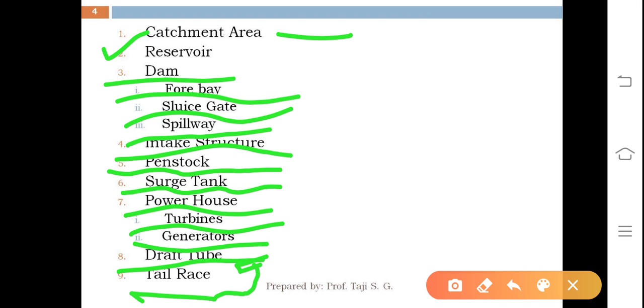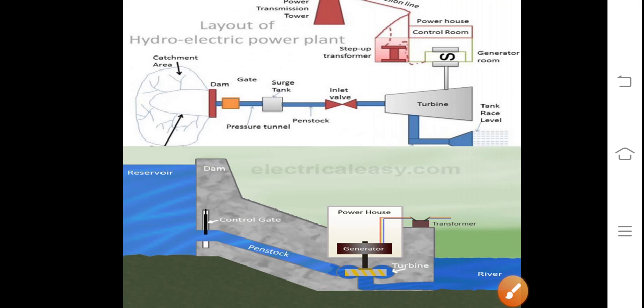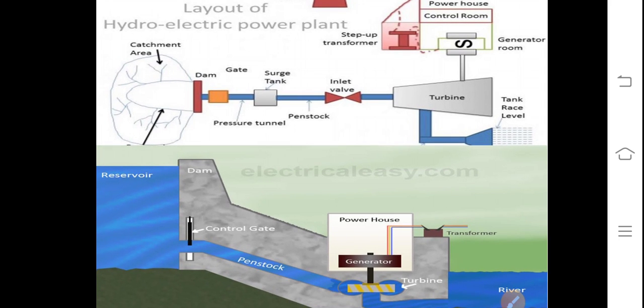Not in all cases of turbines. In a reaction type turbine or Francis turbine, it is especially used. That we will see, what the types of draft tube are, etc., in the succeeding classes. So this is the hydropower plant.